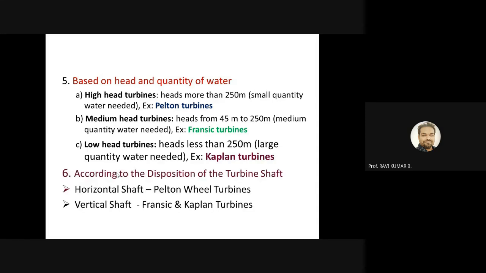Sixth one, according to the disposition of the turbine shaft, horizontal shaft or vertical shaft. So horizontal axis turbine or vertical axis turbine. Pelton wheel turbines are a type of horizontal shaft turbine, and Francis and Kaplan are vertical shaft turbines. That means flow direction will be vertical to the shaft.